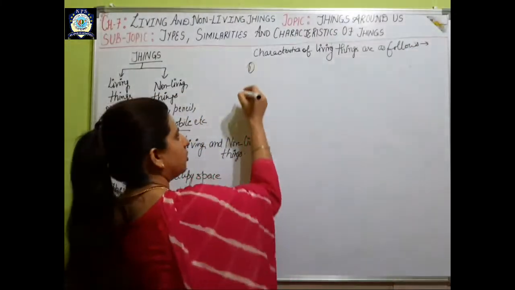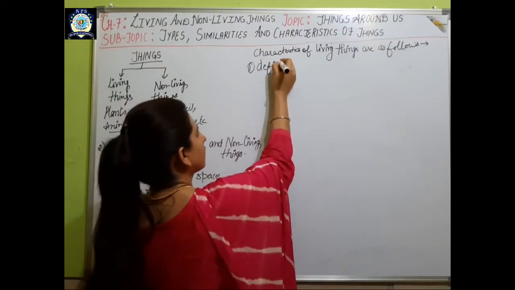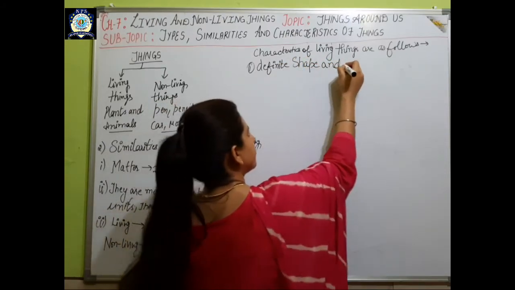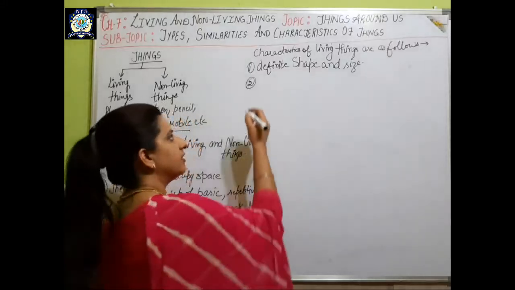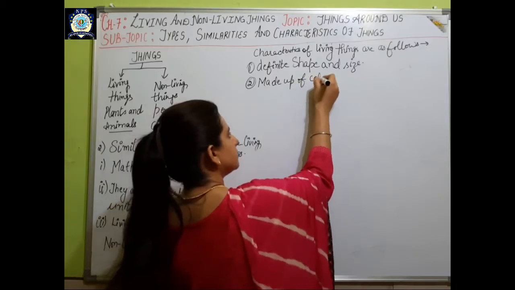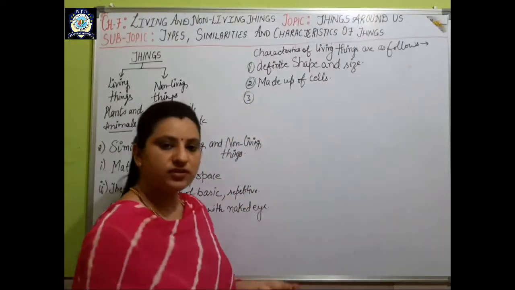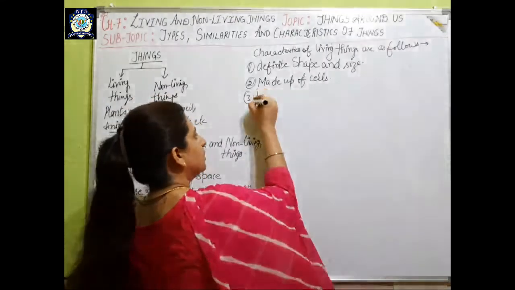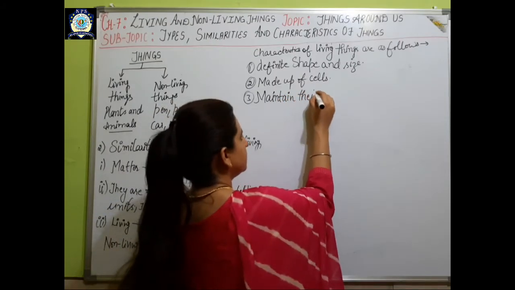So the first characteristic of the living thing is that they have definite shape and size. If they have definite shape and size, it means they are made up of cells, as they may be unicellular or multicellular. It means if they are multicellular or unicellular, they know how to maintain their organization. So they can maintain their organization.